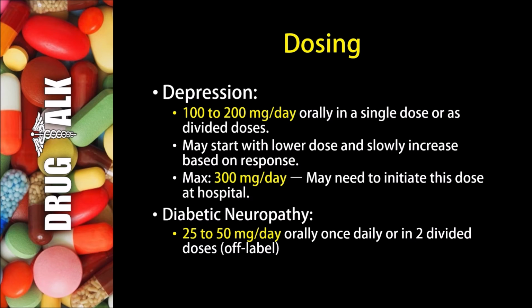Now, what about dosing with Desipramine? So in the treatment of depression, we would typically see 100 to 200 milligrams per day orally in a single dose or as divided doses. The patient sometimes may start at a lower dose and slowly increase based on response. The maximum dose would be 300 milligrams per day, and occasionally this dose may need to be initiated at hospital. In the off-label indication of diabetic neuropathy, we may see 25 to 50 milligrams per day, orally given once daily or in 2 divided doses.